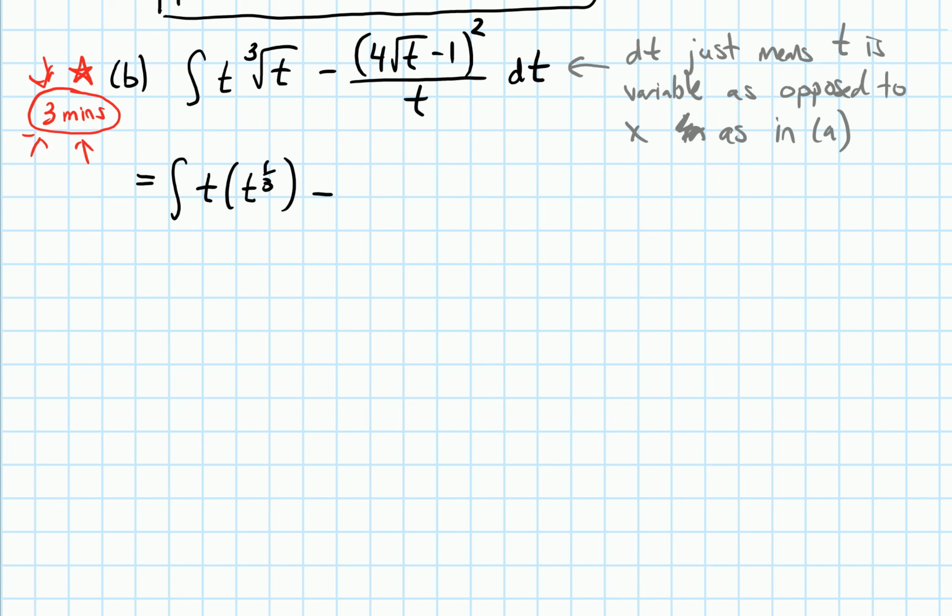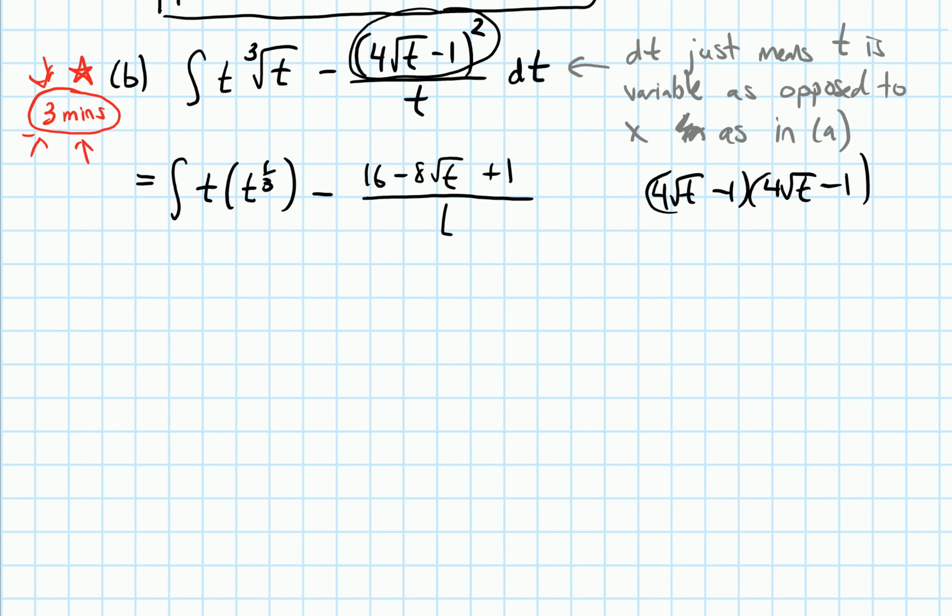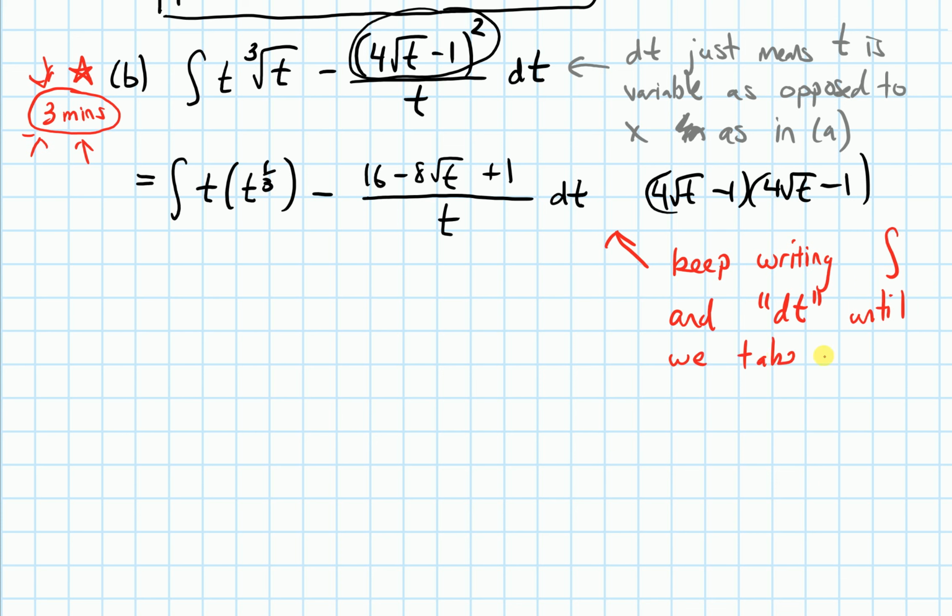So if I were to work out what this whole thing squared is, I would have to multiply 4 root t minus 1 times 4 root t minus 1, and then I'd have to FOIL this out. If I do that, I'll get 16t minus 8 root t plus 1 divided by t dt. One thing that's really important notationally when I do these antiderivative questions is I need to keep writing the integral and the d, whatever the variable is, until we take the antiderivative. Once I take the antiderivative, then I can stop writing those things. But until I actually do, I need to continue to write them.